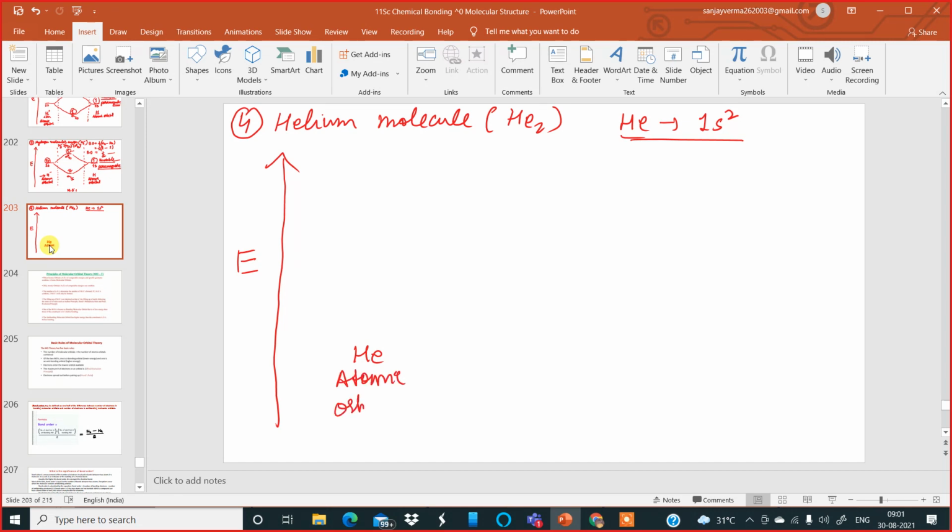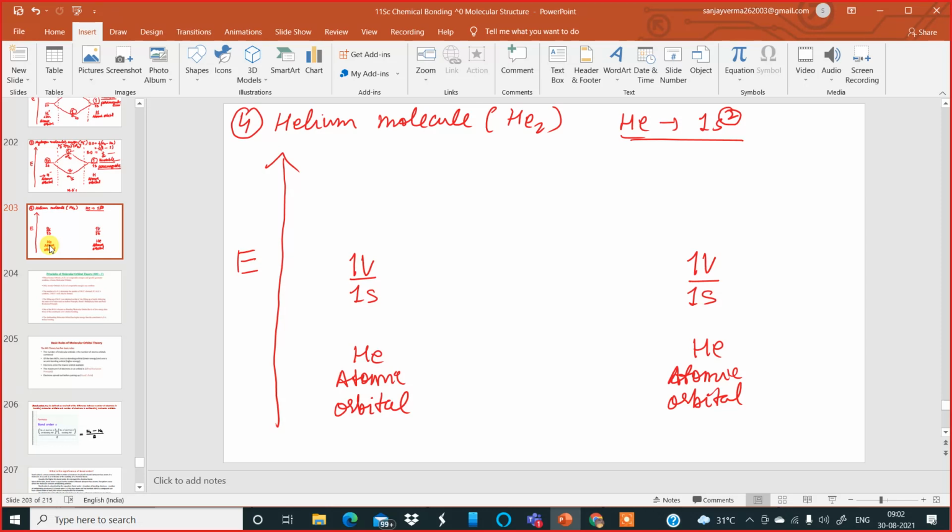atomic orbital. Here also I'll write down another one, helium atomic orbital, and then I'll draw a dash over here, another dash over here for the atomic orbitals. 1s, 1s atomic orbital for each of the helium atoms. Now we know there are 2 electrons present in an atom of helium in the s orbital. So I'll put 2 electrons here, another 2 electrons over here.